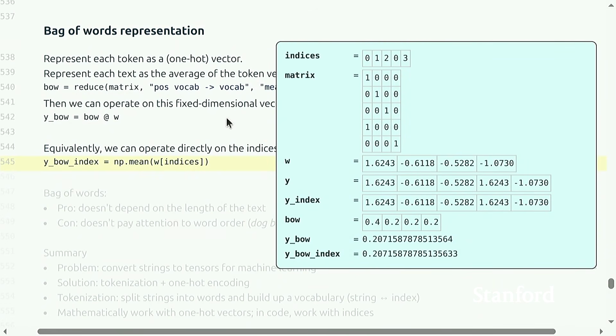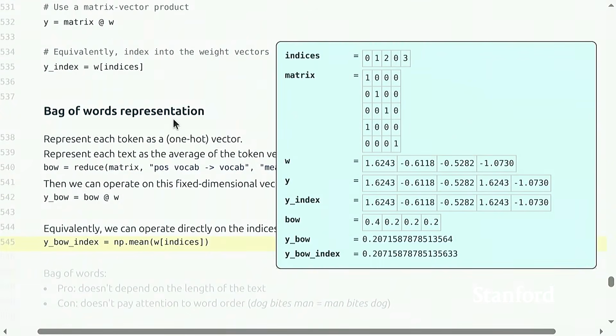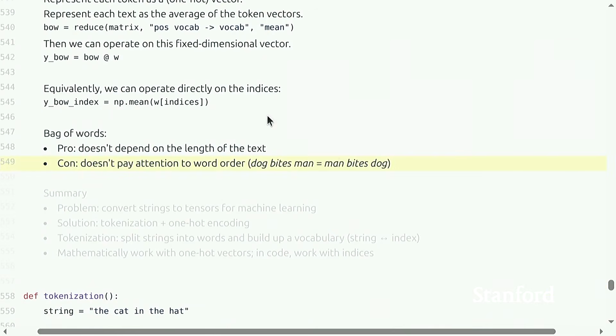Okay? So in your assignment, you're going to actually look at the bag of words representation. The nice thing is that it's very simple and it doesn't depend on the length of the text. So no matter how long your document is, you get a fixed dimensional vector, which is convenient because the number of parameters you have is generally fixed. The con is that it doesn't pay attention to word order. So dog bites man has the same representation as man bites dog, which are clearly very different sentences. But when we talk about transformers, we will talk about how we can get around that limitation.